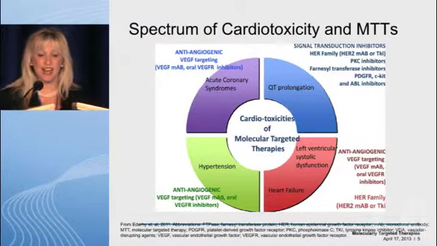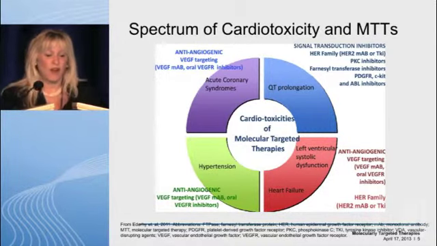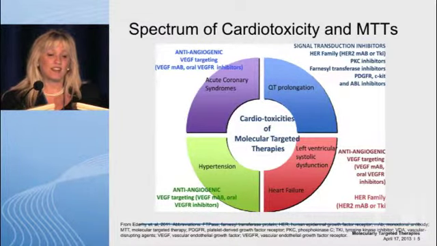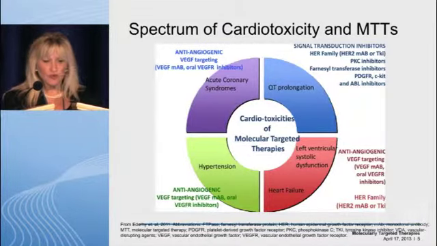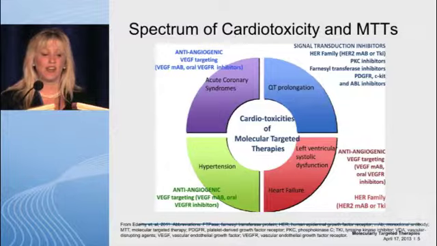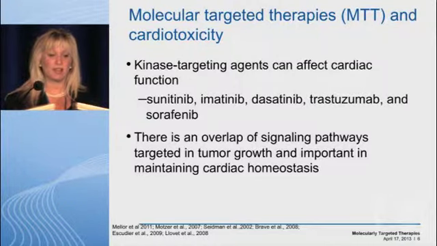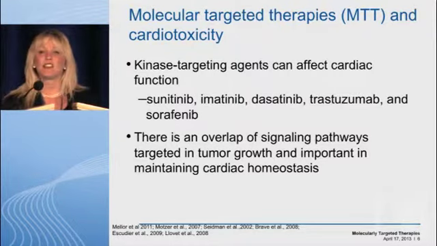This is a nice slide that I had taken from the journal Annals of Clinical Oncology, and it shows the different drug classes and the effect on the myocardium, in terms of the cardiotoxicity. So you can have acute coronary syndromes from the VEGF targeting agents, QT prolongation from your HER family, LV dysfunction and heart failure. Again, most of these are the anti-angiogenic compounds and VEGF, and then hypertension as well, and we'll go into these.